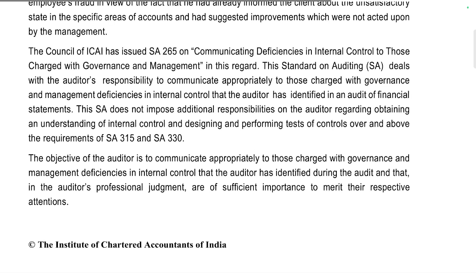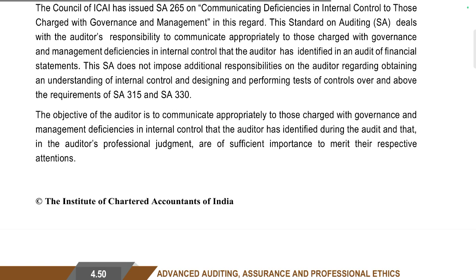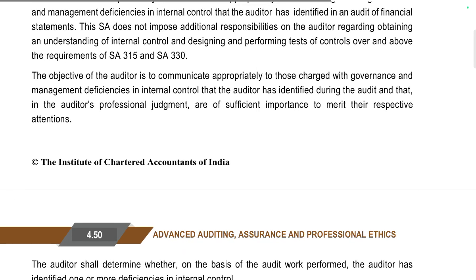The Council has issued SA 265, Communicating Deficiencies in Internal Control to Those Charged with Governance and Management. This standard on auditing deals with the auditor's responsibility to communicate deficiencies in internal control to those charged with governance, which the auditor has identified in the audit of financial statements. It does not impose additional responsibility on the auditor regarding obtaining an understanding of internal control and designing and performing tests of controls, over and above the requirements of SA 315 and SA 330.